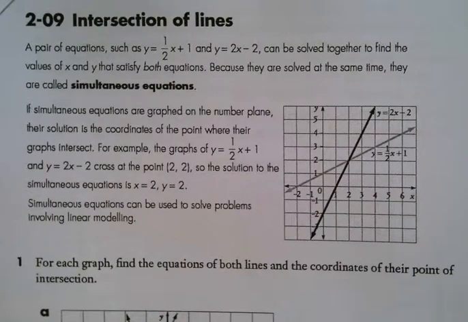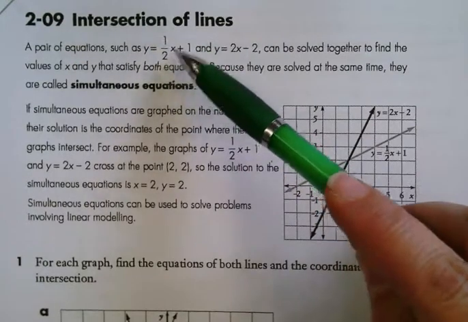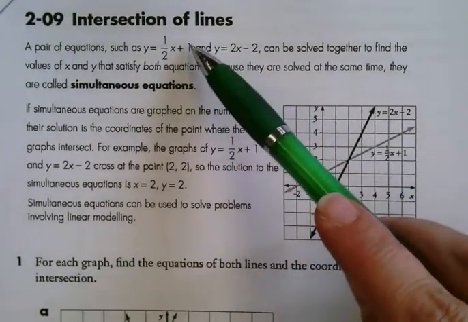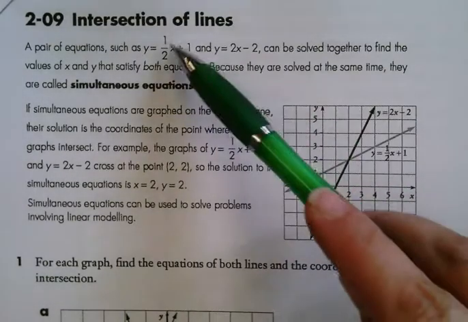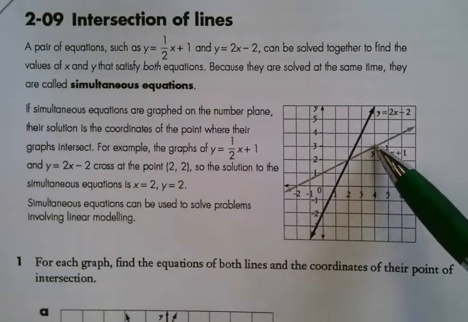Exercise 209, the intersection of lines. A pair of equations such as y equals a half x plus 1, like this line graphed here. Notice it's got a y-intercept of 1 and a gradient of a half. So rise 1, run 2.